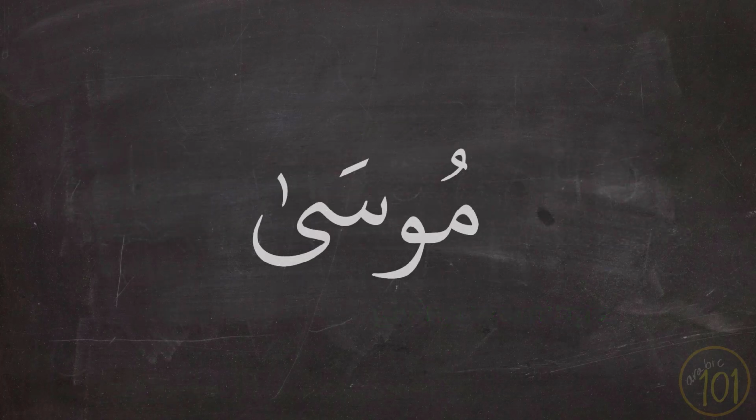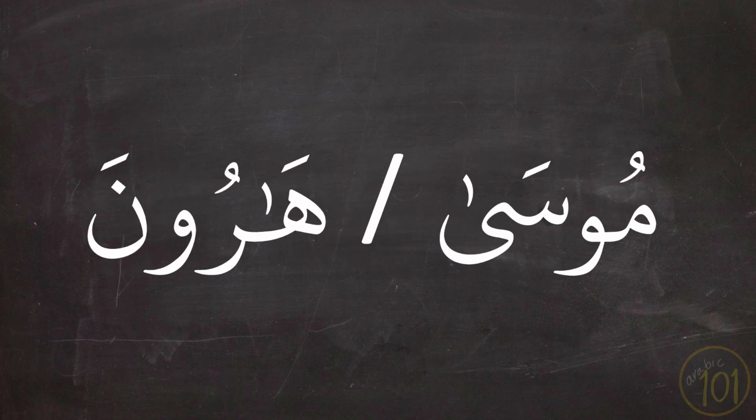Next is Musa and his brother Harun, and these are Moses and Aaron, and we see them used in combination in this example.